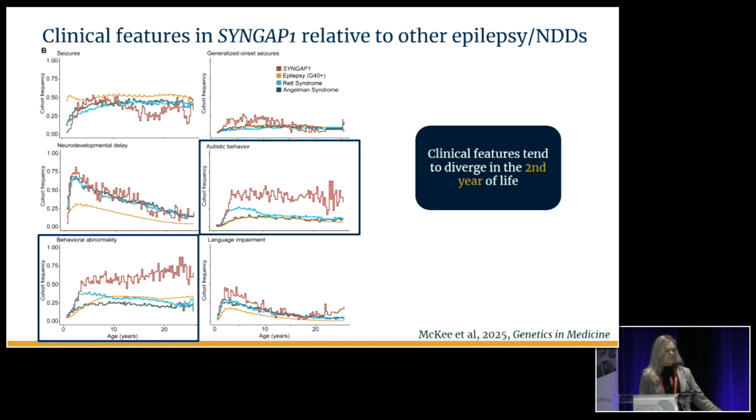What I just showed you was just a snapshot in time, which doesn't really tell you much about the actual natural history of the disorder. But we can also look at timestamp data using insurance claims and see that in those with SYNGAP, these clinical features tend to emerge from the broader comparator groups around the second year of life.